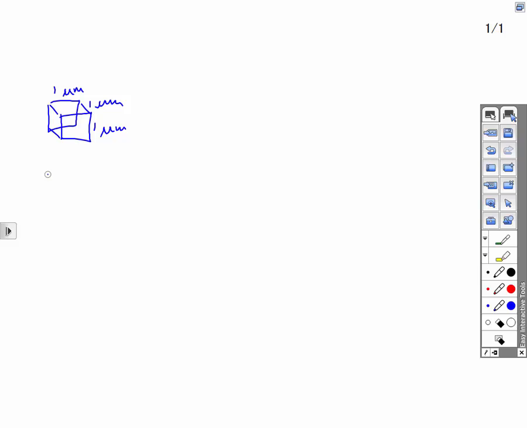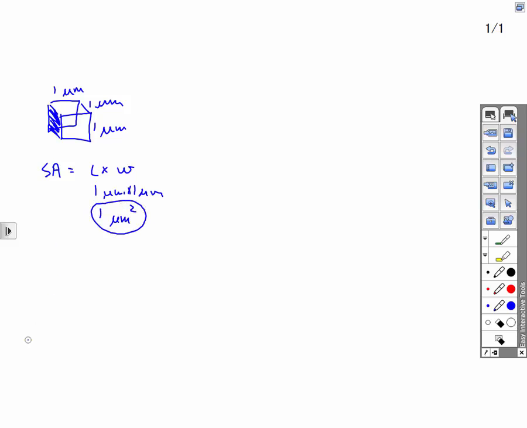Okay, so surface area, I just usually write SA, surface area equals length times width. So if I wanted to know the surface area of just this one side right here, well, the length of it is going to be 1 micrometer, and the width of it is going to be 1 micrometer. So that's 1 micrometer by 1 micrometer. If I multiply 1 times 1, I get 1. A micrometer times a micrometer is a micrometer squared.